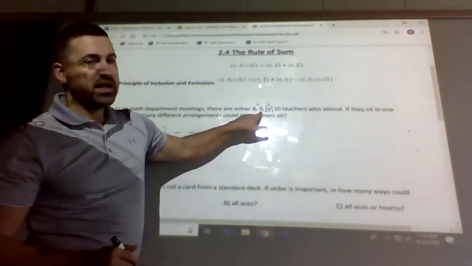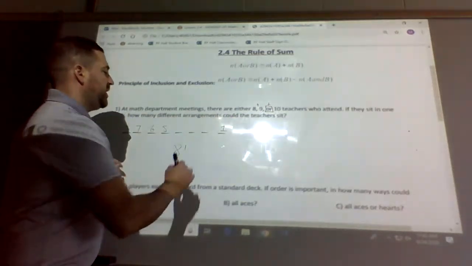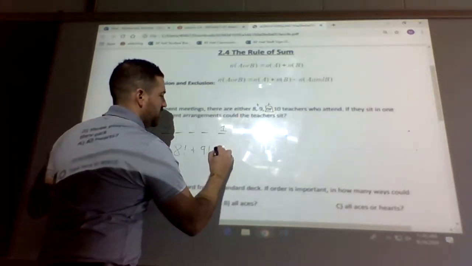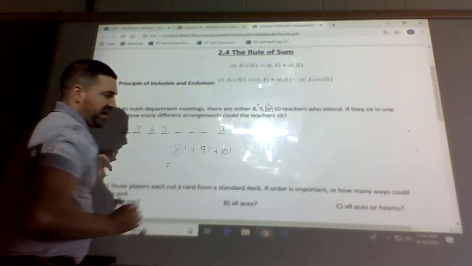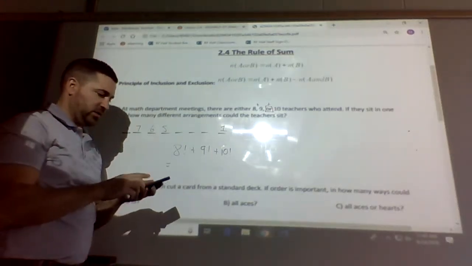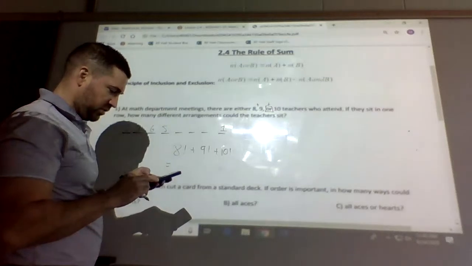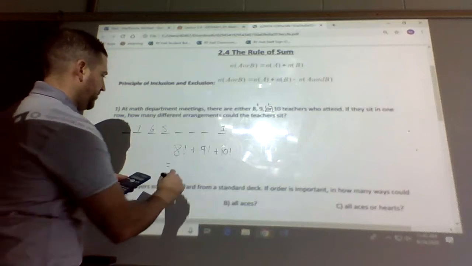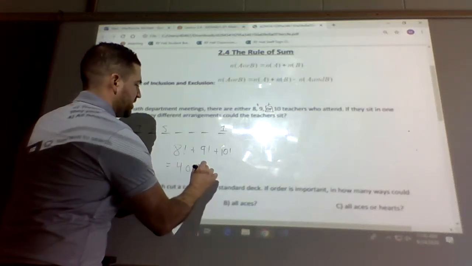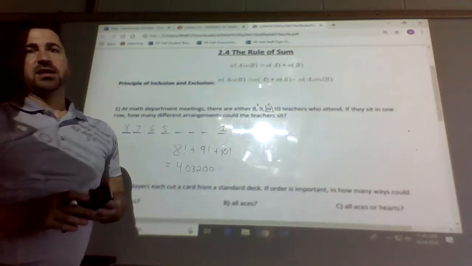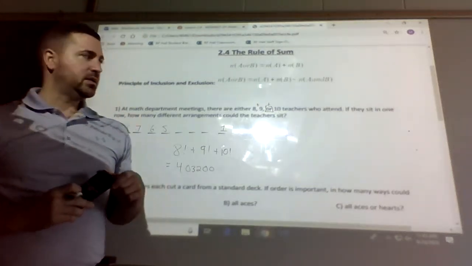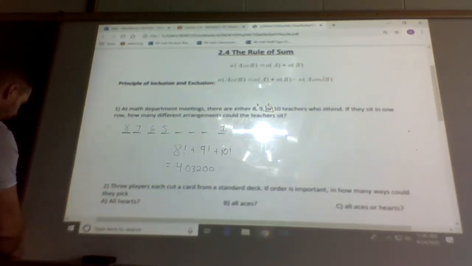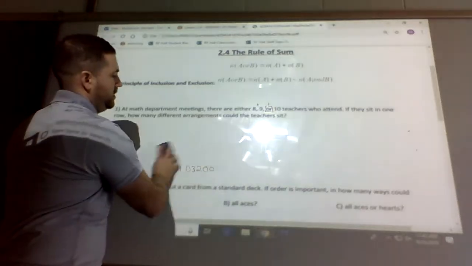Now if we look at the next one, which is 9 teachers sitting, that would be plus 9 factorial. And then lastly, we have 10, which is 10 factorial. So 8 factorial plus 9 factorial plus 10 factorial gives me 4,032,000 different ways that 8, 9, or 10 teachers can sit in a row in the classroom. That's that one.